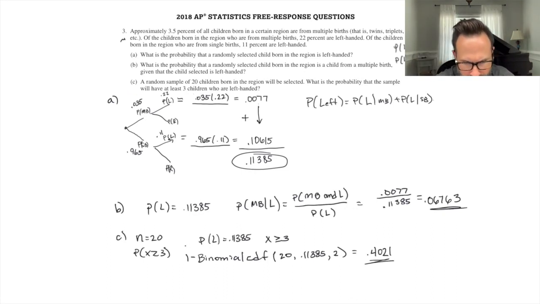Part C says a sample of 20 children, and you wanted to know that at least 3 of them were left-handed. This should have been a big red light. This is binomial.